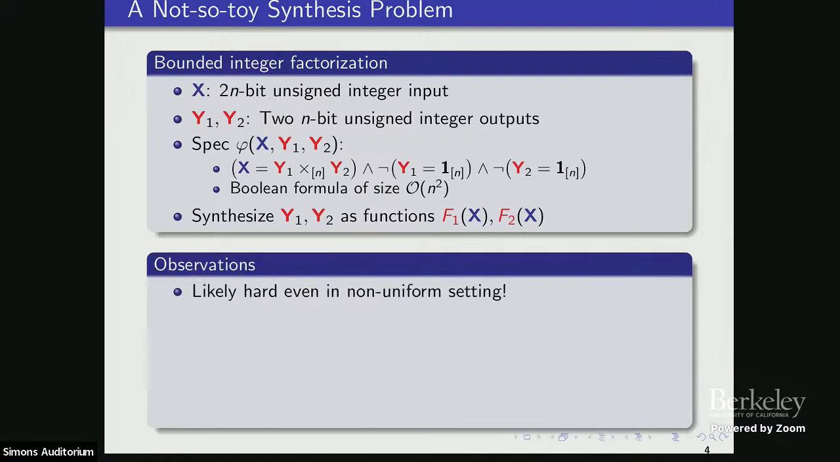And this immediately tells us that the synthesis problem in general is going to be hard, because I can write the specification compactly, but we don't even know, it's open, whether we can do factorization, even in the non-uniform setting, in polynomial size. Prime numbers, yeah.